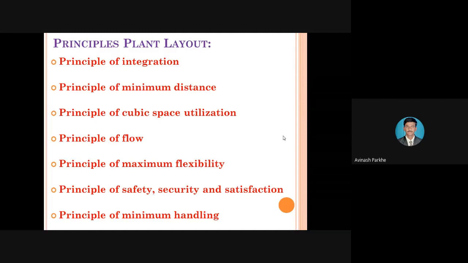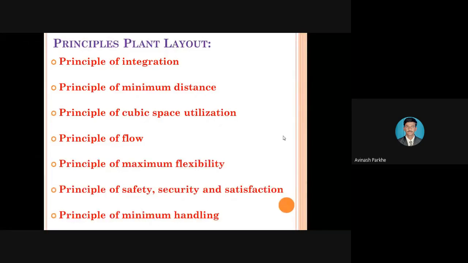Why is it called cubic space? Cubic means the cube, it has three dimensions. Length is there, width is there, and depth is there. So whatever space is available in the industry, we have to utilize that space in all three dimensions. We have to use the space of the right side, left side, top side, bottom side. Maximum times, whatever the height of the industry is, that height also we can utilize for some types of applications.